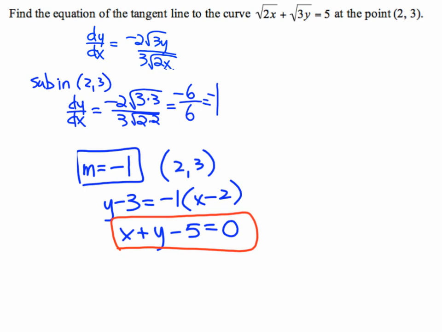I'm at the point (2, 3), and now I have to form my equation using y minus y1 equals m bracket x minus x1, because that's my equation form. y1 is 3, x1 is 2, and my slope is negative 1. Write it in general form, and my solution is x plus y minus 5 equals 0. So I'm finished. I found the equation of the tangent line.